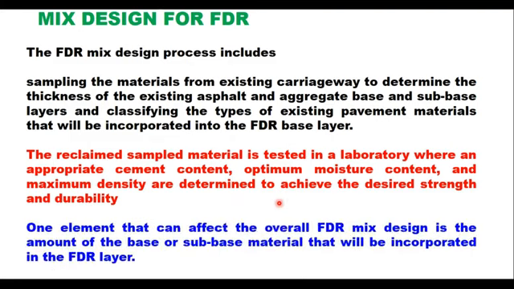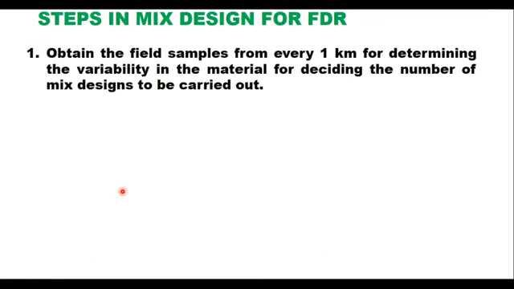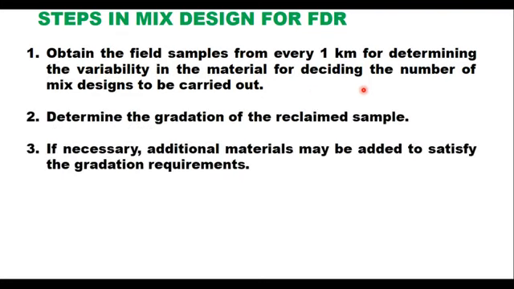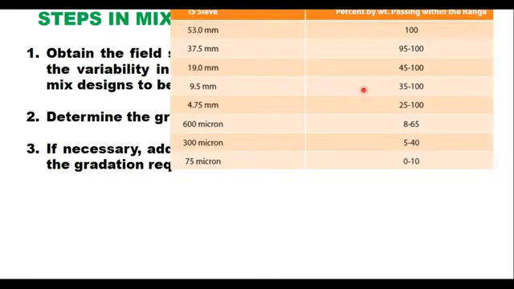One of the elements that can affect the overall FDR mix design is the amount of the base or sub-base material that will be incorporated in FDR layers. Mix design for FDR involves several steps, and the first step is to obtain the field samples from every 1 kilometer for determining the variability in the material for deciding the number of mix designs to be carried out. Second, determine the gradation of the reclaimed sample, and if necessary, additional materials may be added to satisfy the gradation requirement as given in this table.